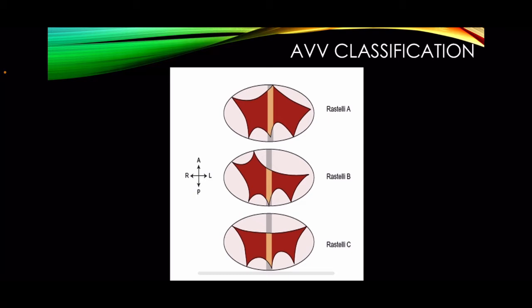This is a picture to show the classification of the common AV valve. When we have a common AV valve, there is a classification called Rastelli: Rastelli A, Rastelli B, and Rastelli C, according to the arrangement of the leaflets of this common AV valve. As I said, this is not two separate valves. This is one big valve with different organization of the leaflets, and usually most of the patients will have some regurgitation through this valve, and this is of significant importance.